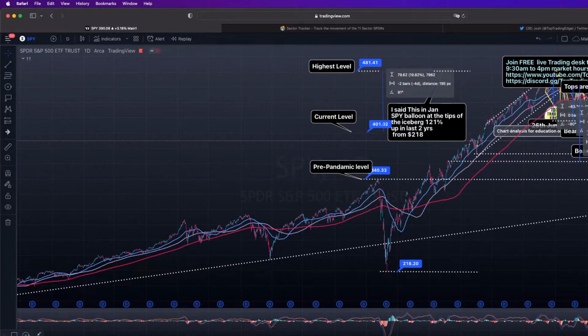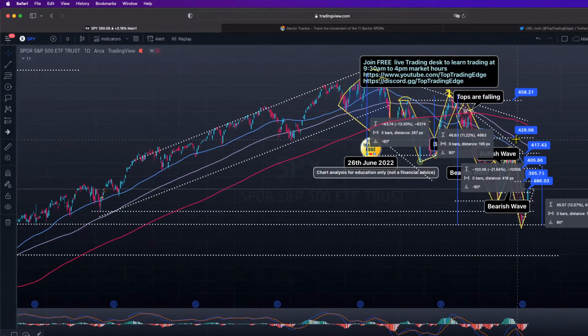I have a question. What signals do you like to use? What indicators do you like to use? Because there's so much stuff out there and it gets overwhelmingly confusing at times.